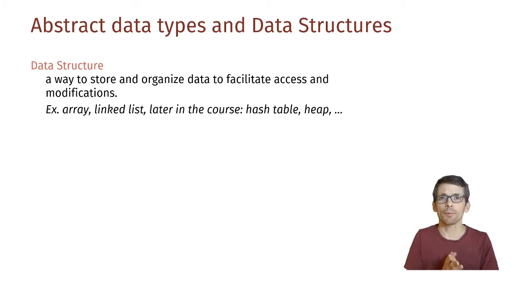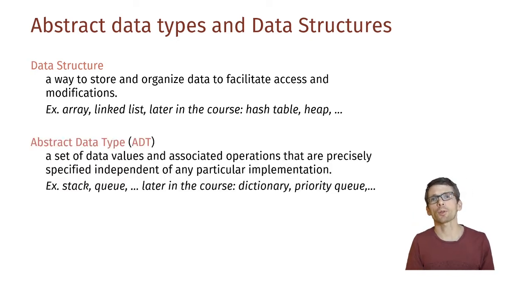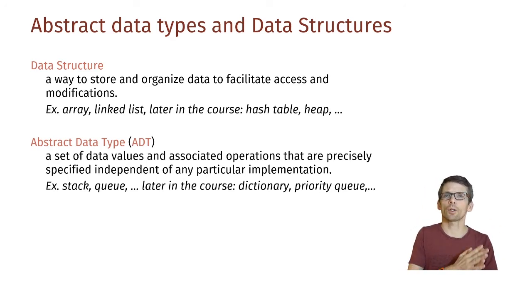And examples are arrays, linked lists we're going to see today, and later in the course we're going to see hash tables, heaps, and dynamic sets. So those are data structures, and an abstract data type, in contrast, simply defines the functionality that we want to have from the data structure. And examples that we're going to see today are stacks and queues, and later in the course we're going to see dictionaries, priority queues, and dynamic sets. So for the data structures, I said dynamic sets. I meant the data structure that we're going to see for dynamic sets is actually binary search trees.